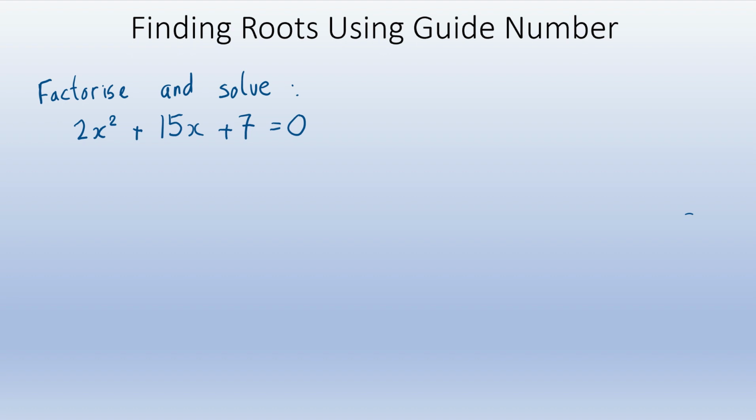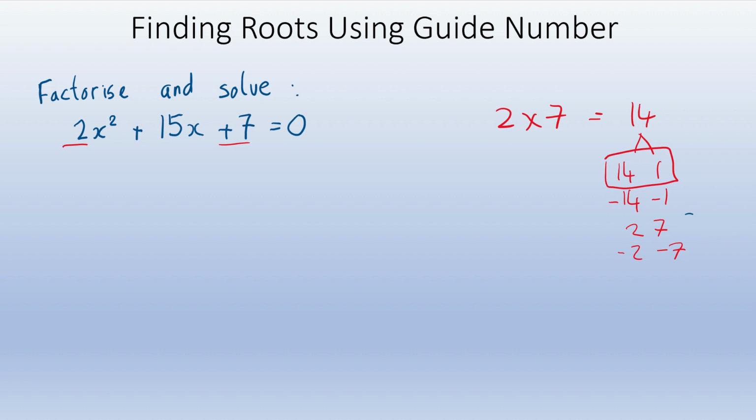So factorizing and solving this, 2x squared plus 15x plus 7, it's a quadratic, so I'm going to use my guide number method. My guide number is going to be 2 multiplied by 7. The 2 was the number before my x squared, the 7 was the number at the end, the constant, the number without an x attached to it. So 2 times 7 will give me 14, and I write out my factors of 14, which is 14 and 1, minus 14 and minus 1, 2 and 7, and minus 2 and minus 7. As we can see, the only pair of factors that will give me my plus 15x in the middle is my 1 and my 14.